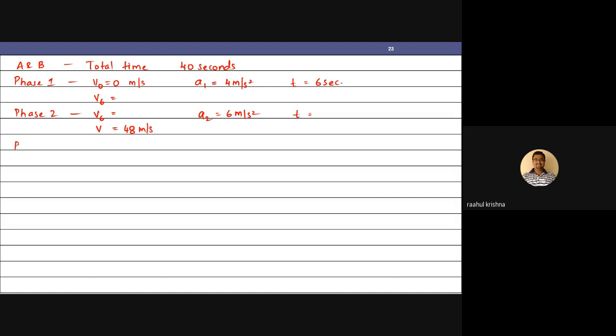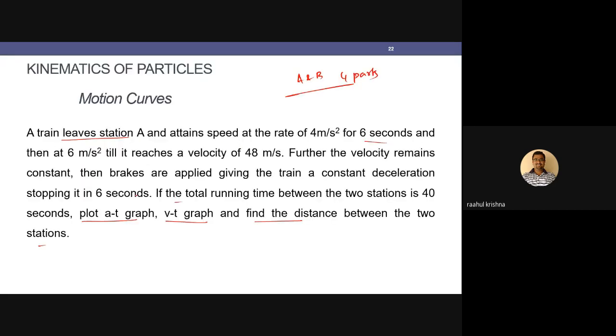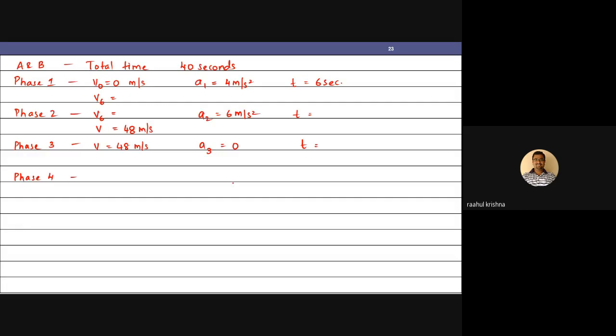Then I have phase 3. In phase 3, my velocity remains constant at 48 meters per second. Since the velocity is constant, my acceleration is 0. For how much time is it going to happen? I don't know, I have to find that out. Then I have phase 4. In phase 4, what is happening? It is running for a total time of 6 seconds.